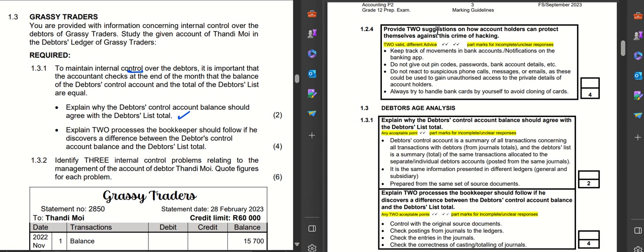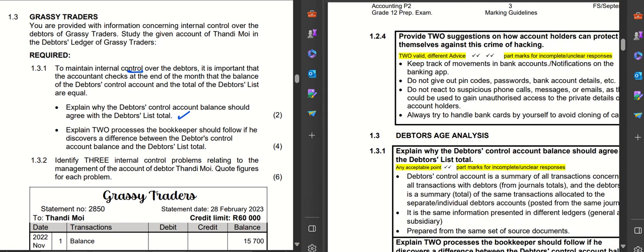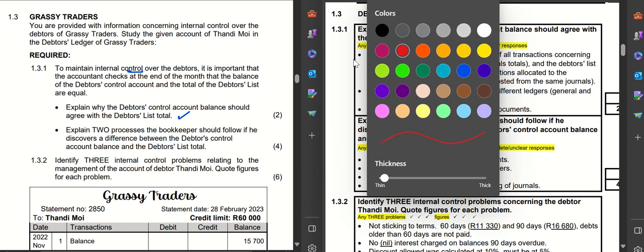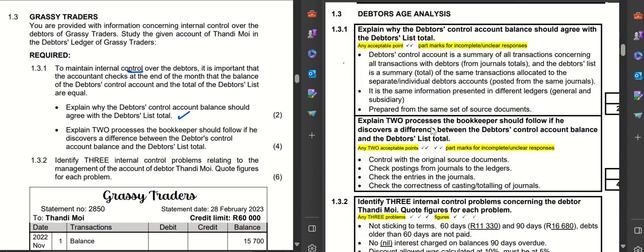Why should they agree? Okay, so I'm not going to waste time trying to write that. We're just going to step right into what the examiner gave us as options. Why should the balance of the debtors control be the same as that of the debtors list? That's your grade 10 question here. The answer is the debtors control is a summary of all transactions with debtors from the journals, and the debtors list is a summary of the same transactions allocated to separate individual debtors accounts.